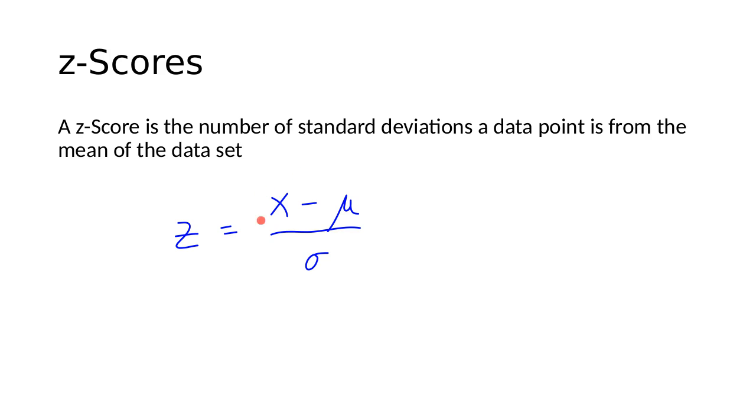So in the numerator here, we're doing the data point minus the mean. What we're doing there is we're finding out how far a data point is from the mean. What's the difference between the two? And that's why we subtract. Once we find that difference, we divide by the standard deviation to find out how many standard deviations away from the mean that data point really is. And that's how we're going to calculate z-scores.